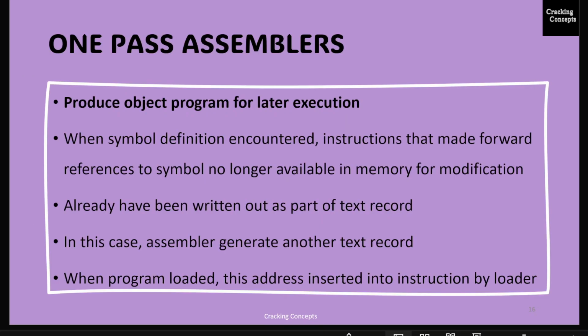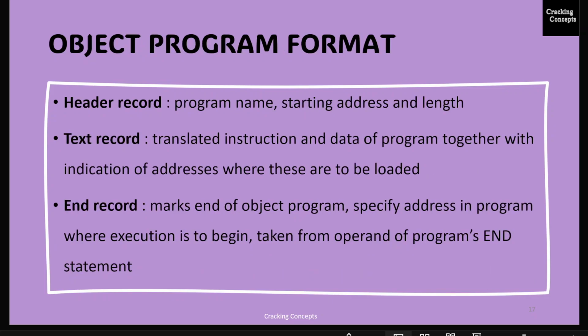We mentioned something called a text record here. First of all, we will see what that is. Now the object program format will have three sections in it. The first one being the header record, where you have the program name, starting address and length. Then we have the text record, where the translated instruction and data of the program, together with an indication of the addresses where these are to be loaded, are there.